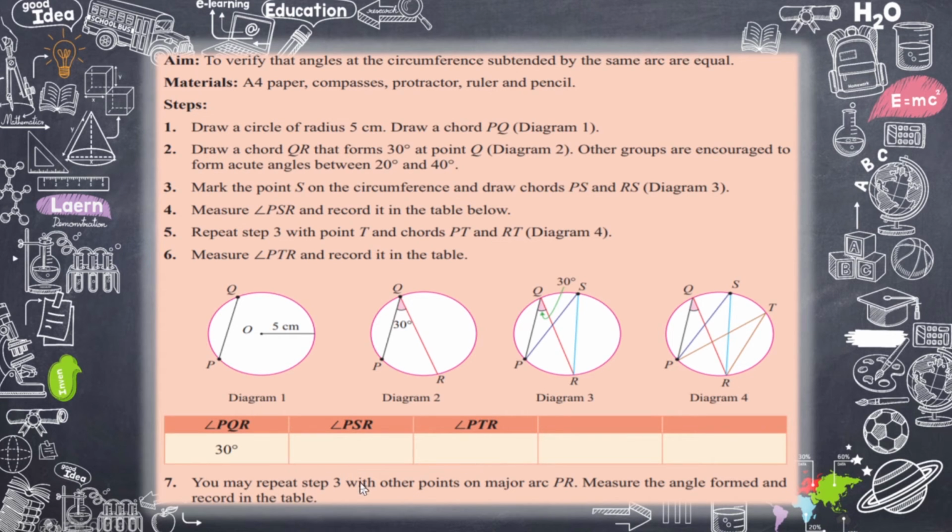On the last step, you may repeat the step 3 with other points on minor arc PR. Measure the angle formed and record it in the table. So in this step, you can add another marking point. So you can, after you mark the S and T, you can mark it here or at here to verify that all the angle in circumference subtended by the same arc are equal.